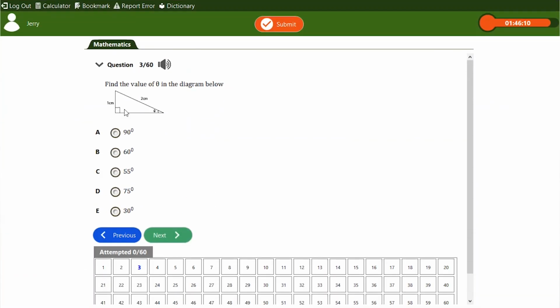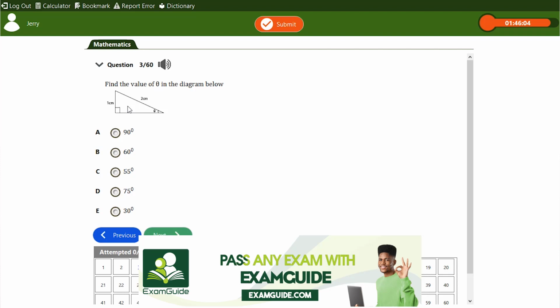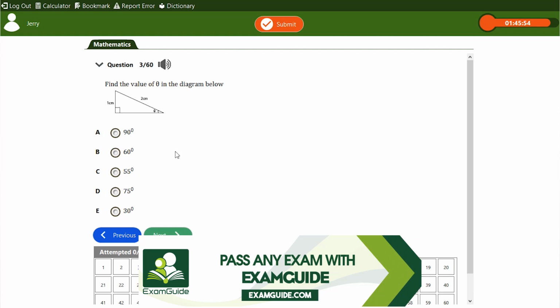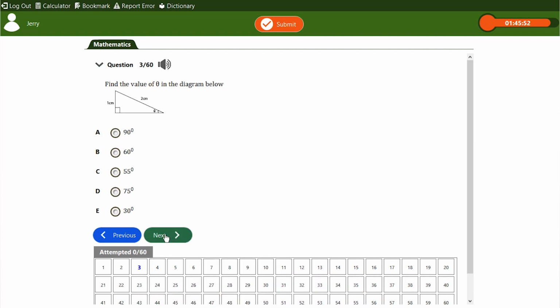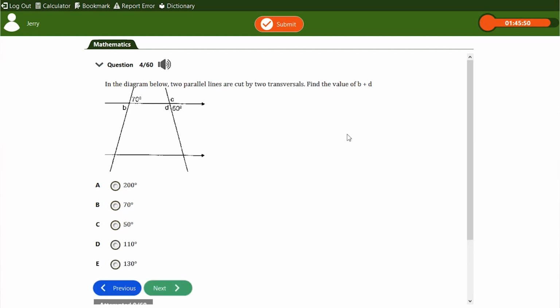They say, find the value of theta in the diagram below. Now, this is not what we are treating. We'll skip this. This is a trigonometry question, and I don't want us to deviate from what we are doing. So we'll just look for some questions that relate to properties of angles.